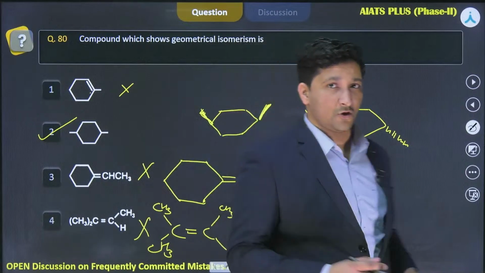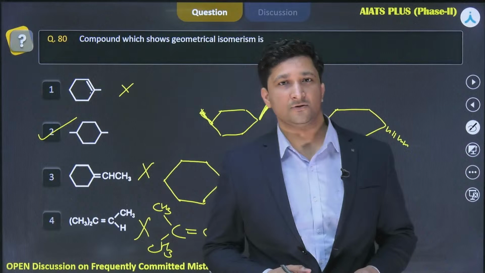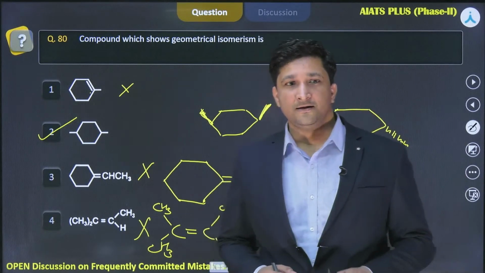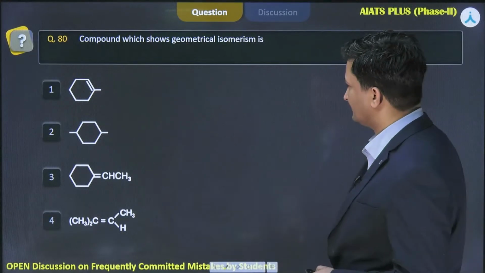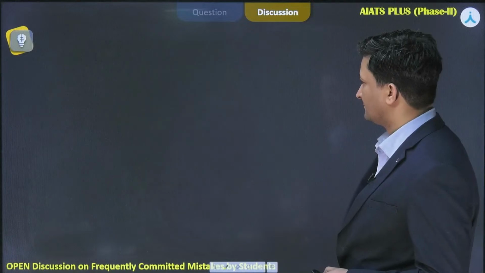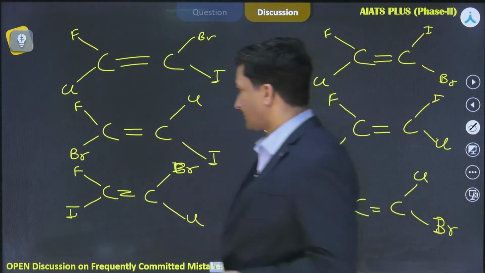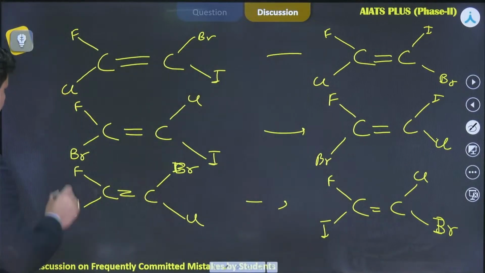I hope I have discussed all the points which you have to keep in mind while solving questions related to geometrical isomers. Now let's talk about the number of geometrical isomers that are possible. Anyone having any doubt, feel free to ask in the comment box.